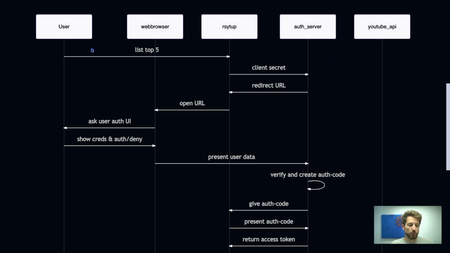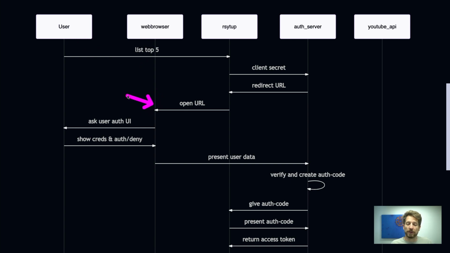So how does this work? The user will want to list the top 5 YouTube videos, tells that to our rsytup client. The rsytup client now is configured with a client secret, hands this over to the auth server. This one sends us a redirect URL back. Since rsytup is a command line client and not a web application, it will now use this URL to open it in the web browser of the user.